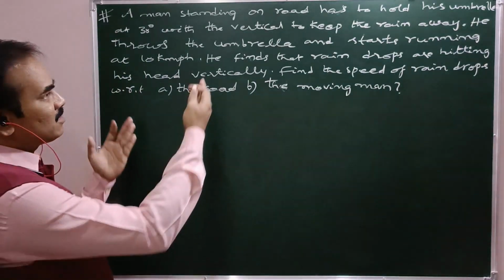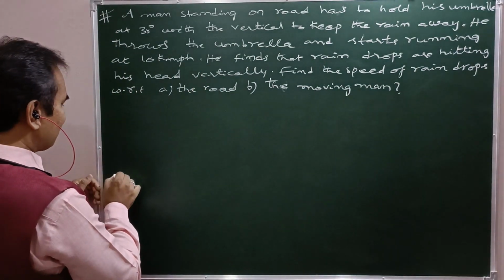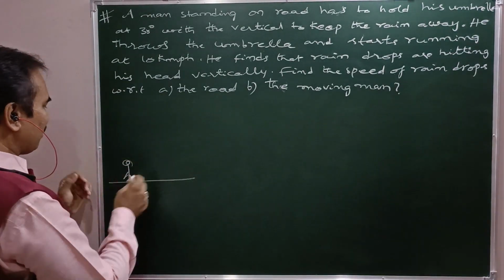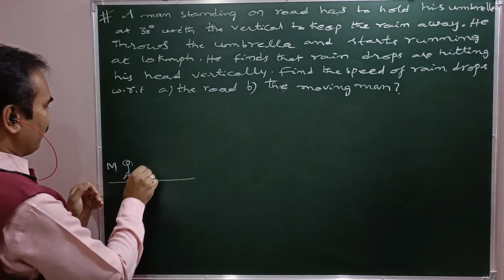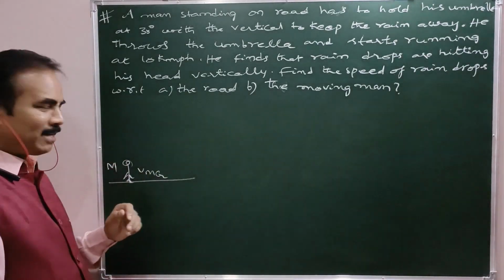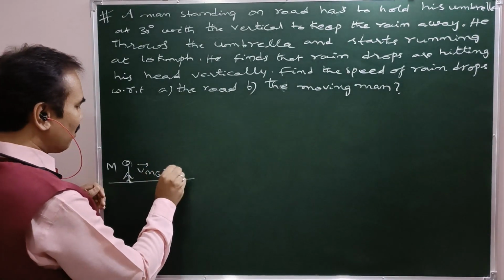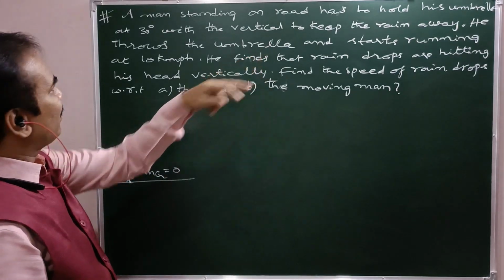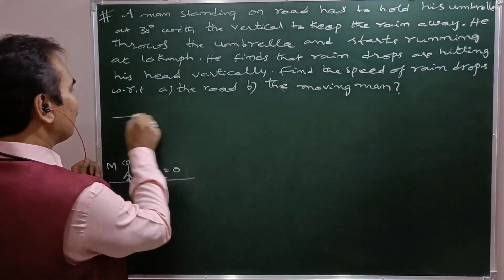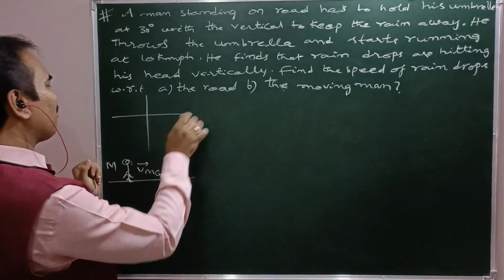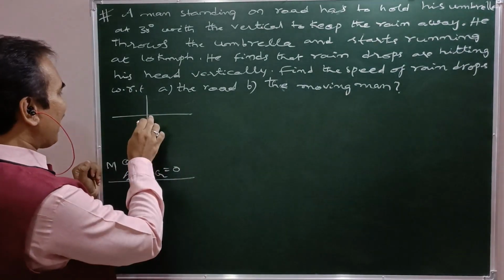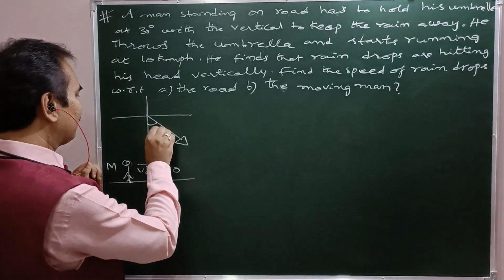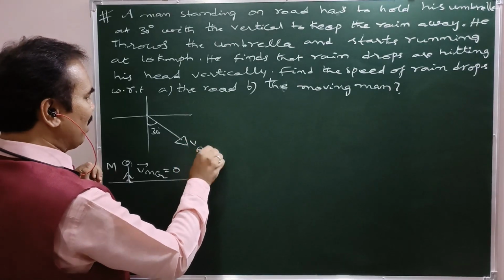Right? See, from this data, here man is standing on the ground, on the road, means on the ground. So this is Vm,G, velocity of man with respect to ground, is 0. He is not at all moving in this case. But with respect to him, raindrops are falling like that. See, this is vertical, this is horizontal here. He observes as if rain is falling at 30 degrees with vertical line. So velocity of rain with respect to man.